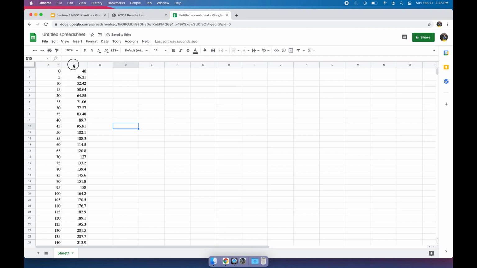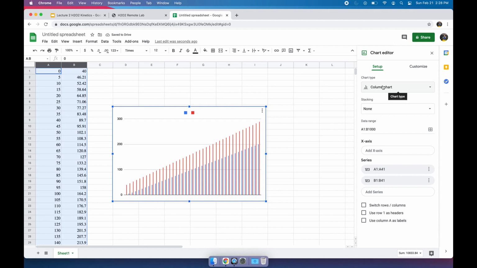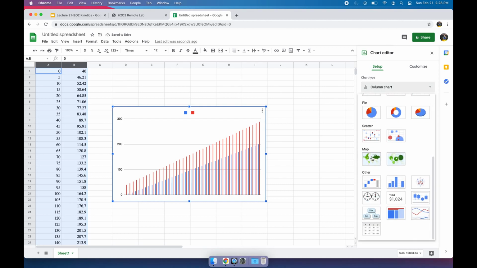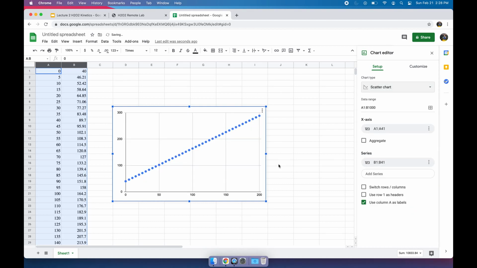So now let's plot this. Insert chart. Let's try that again. Oh, there it is. Change this to scatter. There's our graph. Again, on our x-axis we have time in seconds, and on our y-axis we have pressure in millibar. So let's add a trendline.